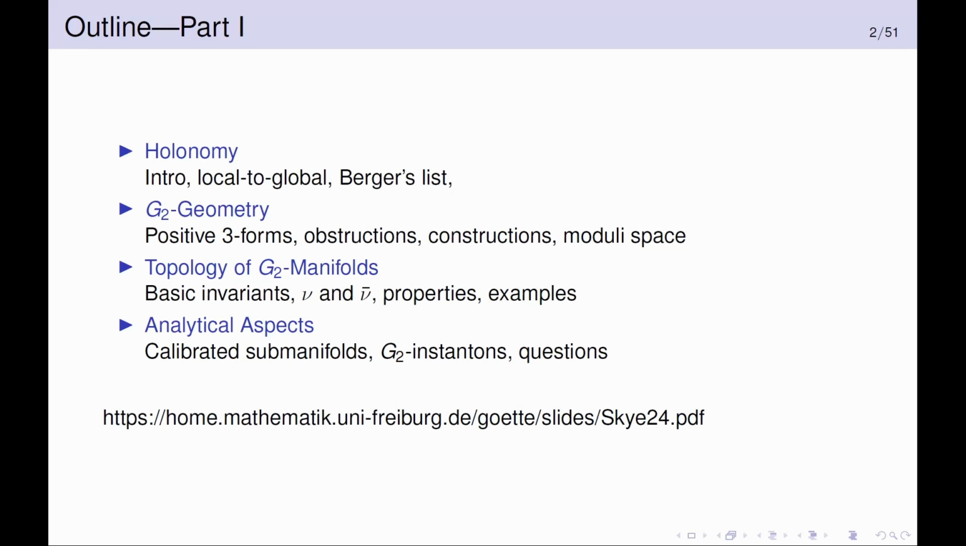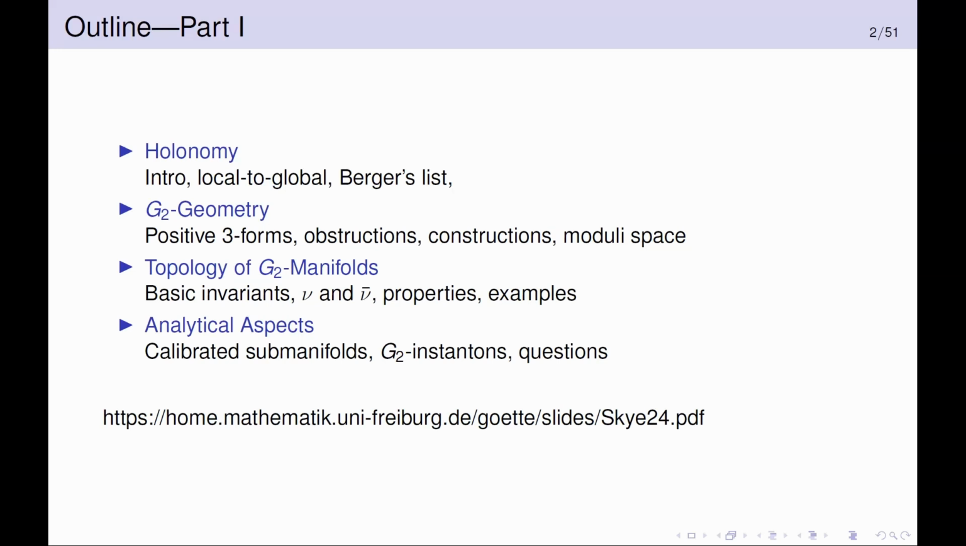So the plan is, in the first talk, I'll give you an introduction to G2 geometry, basically tell you what holonomy is, tell you what holonomy G2 is supposed to mean, give you some constructions, also some obstructions against G2 holonomy, and I'll tell you what the moduli space is. Then we'll discuss some basic invariants from topology. And as one example where topology has helped to understand G2 manifolds better, I want to present the new invariant and give some of its properties and maybe an example or two, but not too complete.